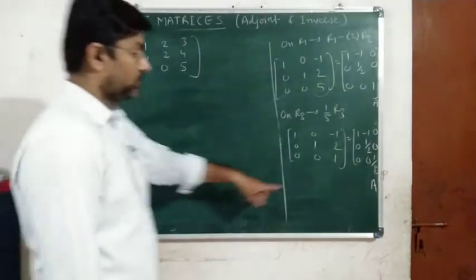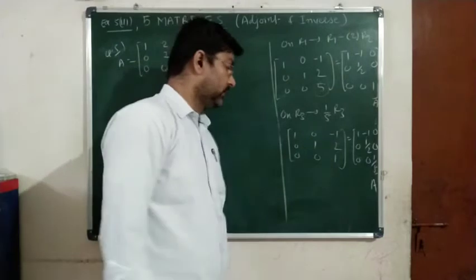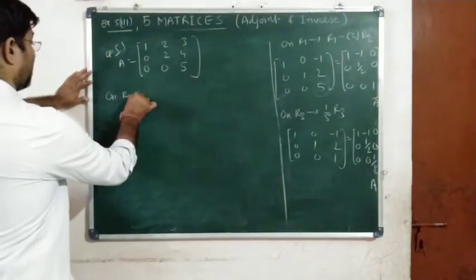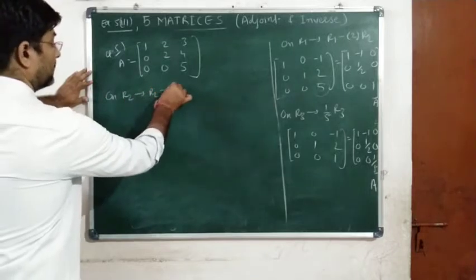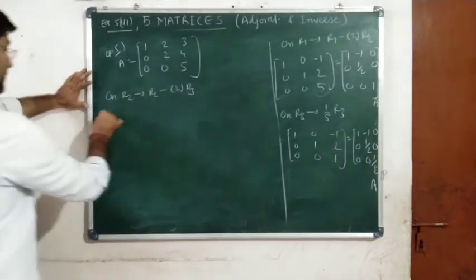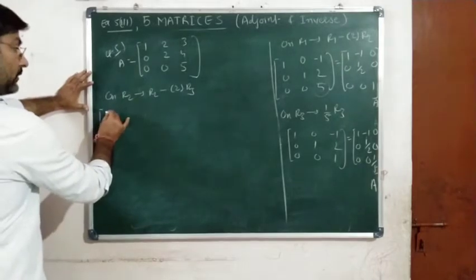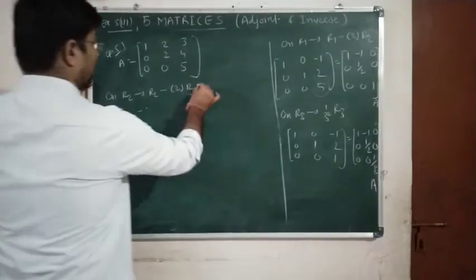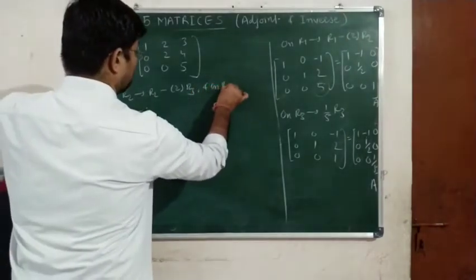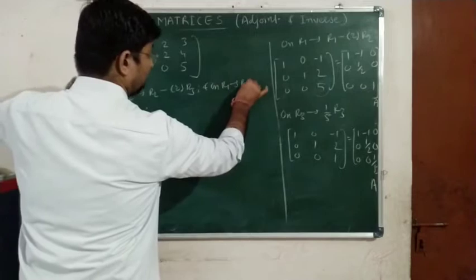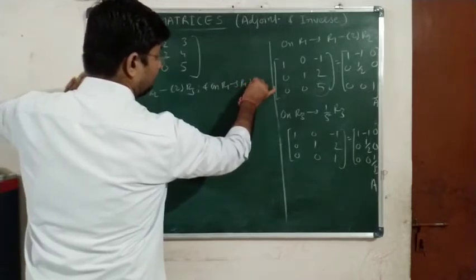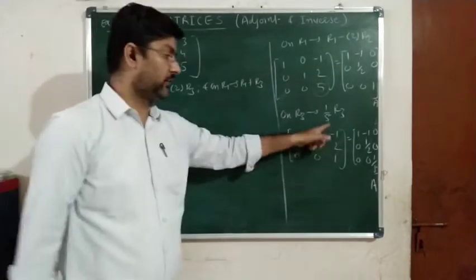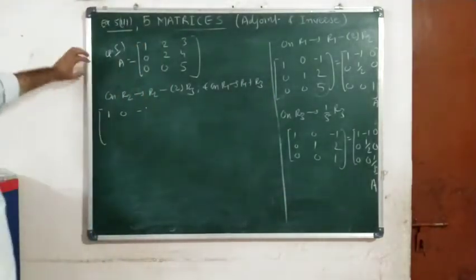Okay, now first in order to bring 0 over here, we will multiply by 2 and subtract. So on R2, R2 minus 2 into R3. So on R2 we are doing so first and second, and simultaneously on R1 also I will carry on. R1 becomes R1 plus R3. Yes or no? Because here directly you will get 0 if you add.